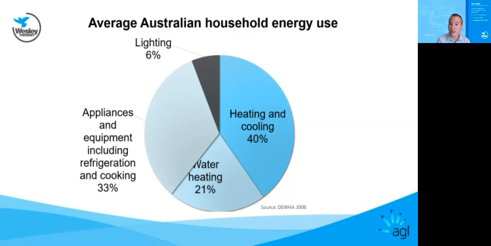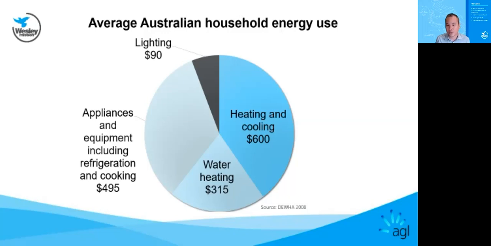But now if anyone says that, actually my wife says that all the time, turn off the lights, turn off the lights. She's incorrect because it only takes up 6% of our bill. If we turn that into money, based on that average $1,500, just makes it look a bit more real. $600 on heating and cooling, $315 on water heating, nearly $500 on your appliances, and only $90 on your lighting if you're paying $1,300 a year on average for electricity.